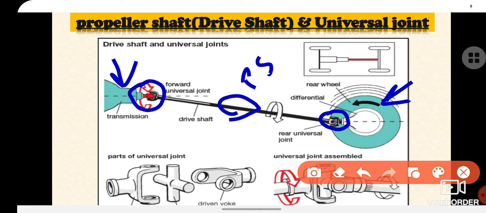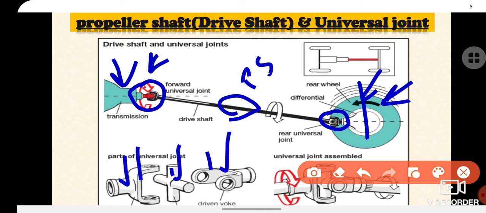The parts of universal joints like this one, this is the cross and the driven yoke. This is the driving yoke, this is the cross, and this is the driven yoke. So this is clearly represented in this picture how motion is transmitted from the transmission system taken from the engine and delivered to the differential system which is connected on the rear wheel. So this is shown in this picture as well.